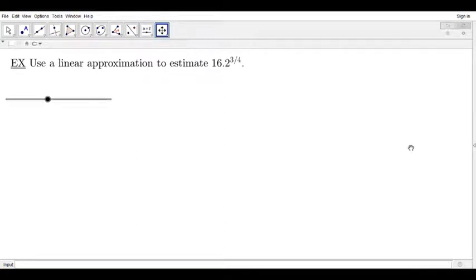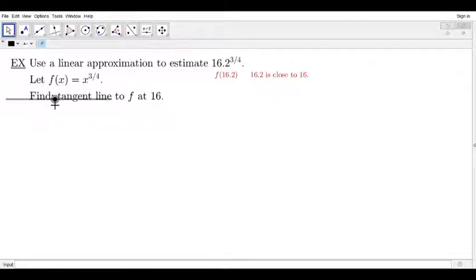What function is this suggesting that we use? Did you conclude the same function, f of x equal to x to the 3/4? So what we want to estimate is therefore f of 16.2. Now 16.2 is close to 16, which is a convenient number as far as this function f is concerned, because 16's fourth root is equal to 2.